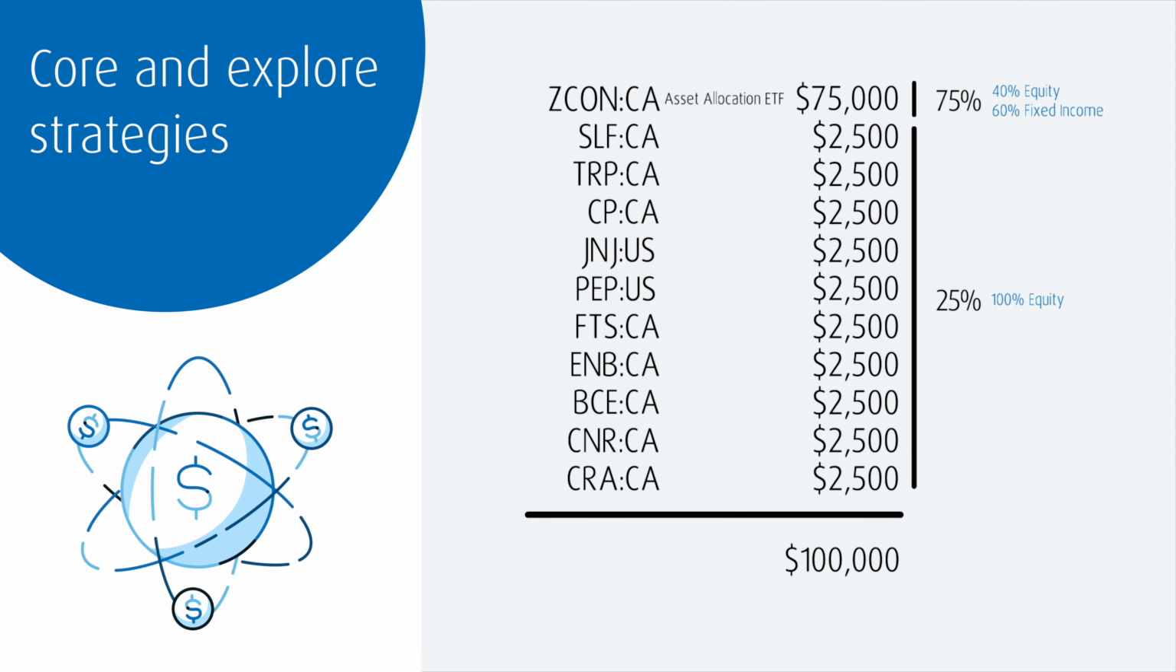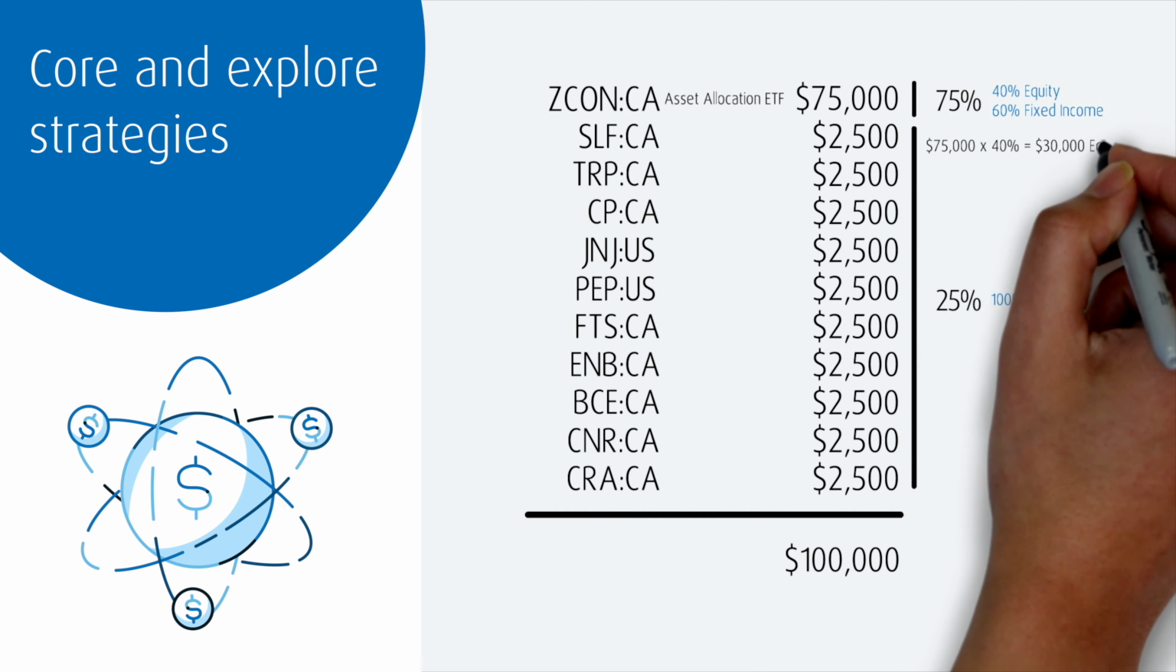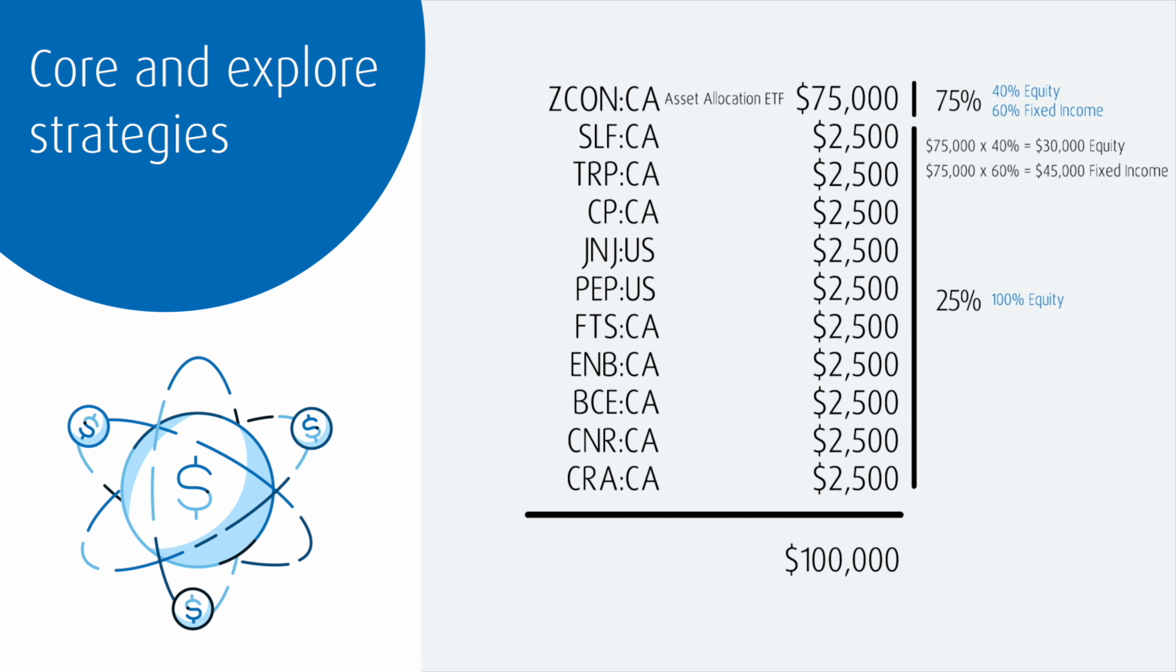To figure out the overall asset allocation, we take the 75% core, which is $75,000, and multiply by 40% to get $30,000 in equities. And we multiply by 60% to get a $45,000 allocation to fixed income. We add in the $25,000 Explore portion, which is all in equities, for a total equity allocation of $55,000. The total asset allocation split is 55% equity and 45% fixed income. This is a balanced portfolio that would have less risk and long-term return potential than the previous two sample portfolios.